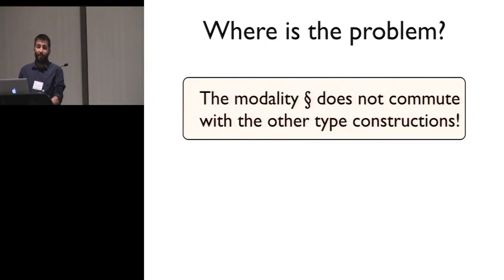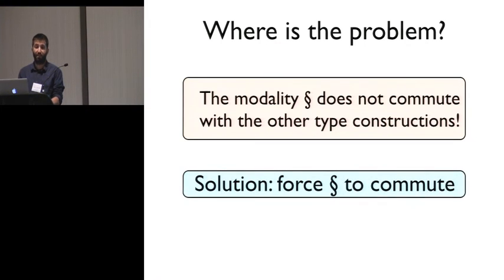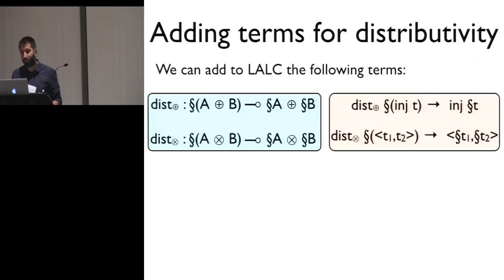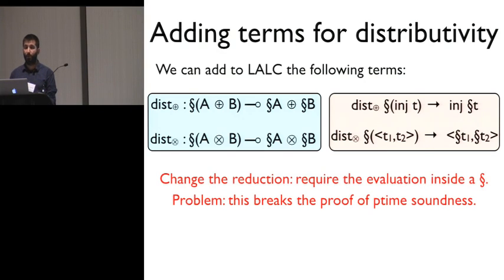Now, there is a natural solution. When we don't have it, we can just force it. So we can, in particular, make it happen. And to do this, we can add some primitive that performs this distributivity. But this primitive has some computational content. And in particular, they change the properties of the reduction. And in particular, they break the proof of polytime soundness.